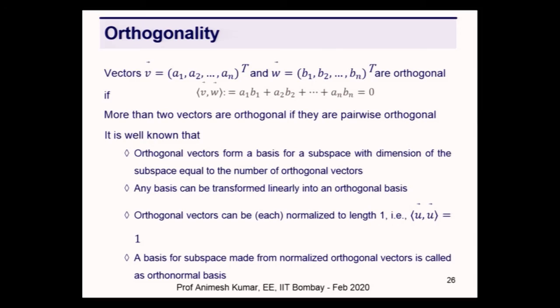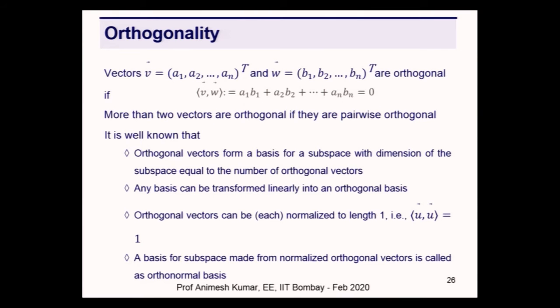So given vectors v and w, we had defined that the inner product is a1 times b1 plus a2 times b2 all the way up to an times bn. If I insist that that is equal to 0, then the vectors are called orthogonal. So v vector and w vector are orthogonal if their inner product is equal to 0. More than 2 vectors are orthogonal if they are pairwise orthogonal.